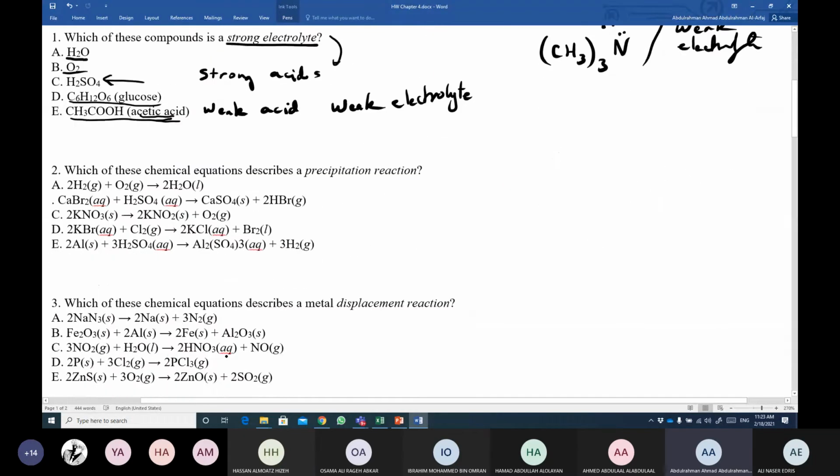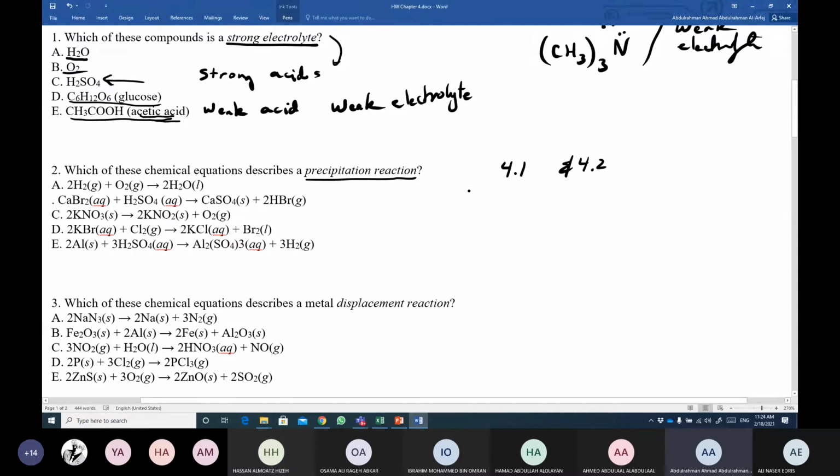Good. Okay, next. Which of the chemical equations describes a precipitation reaction? What's a precipitation reaction? One of the products will become solid. How is it going to be solid? If two ions are insoluble together. You remember tables 4.1 and 4.2? You have to memorize which ion will precipitate with which ion.